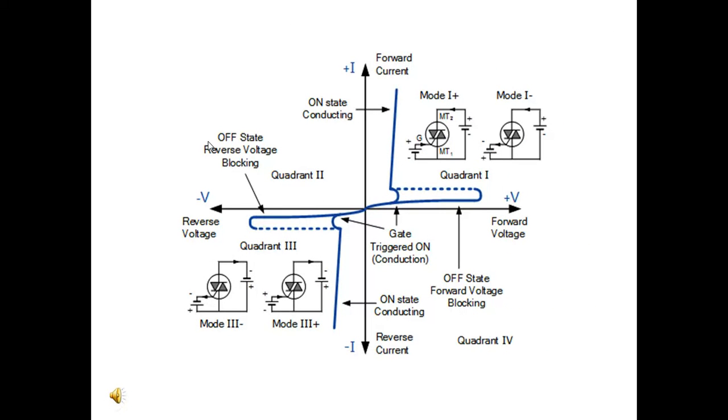This diagram represents the VI characteristics of a Triac with respect to the operation of all four modes, where you can see two modes are in the first quadrant and two modes are in the third quadrant. This entire figure is representing the VI characteristics of the Triac.